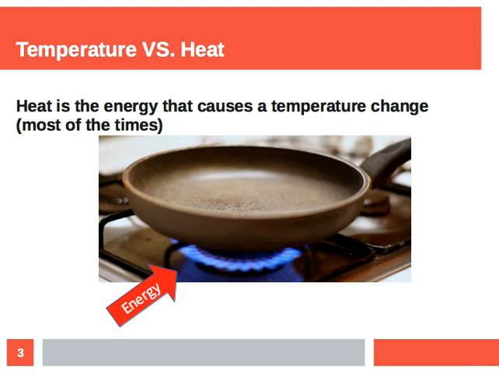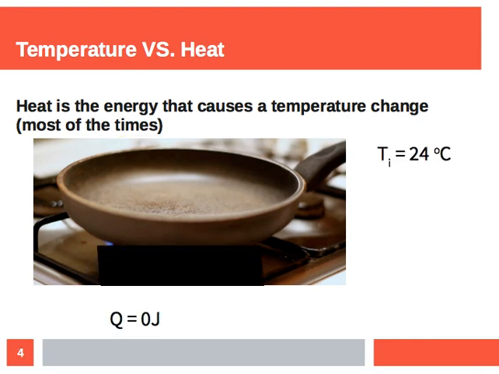And well, what do we have here? For example, we have a pan on an oven, but let's imagine that it's off. We turn off the oven, and inside the pan there's a substance. Let's say that it's a small amount of water and it's 24 degrees Celsius, a cool 24 degrees Celsius ambient temperature.